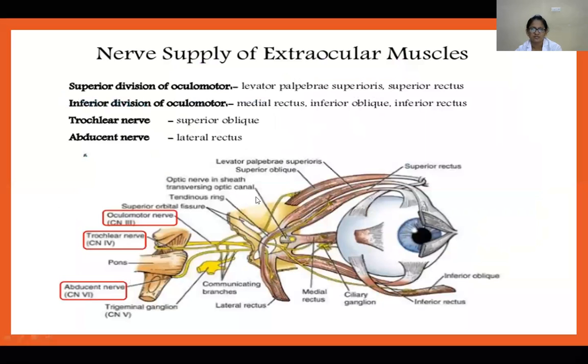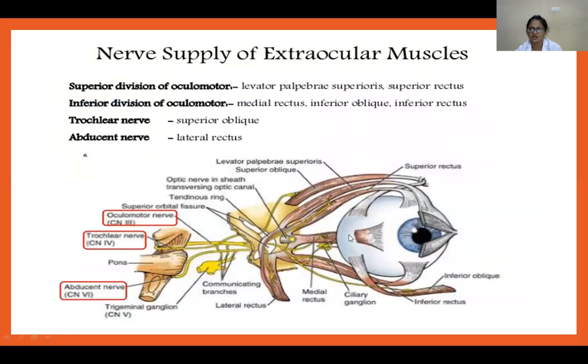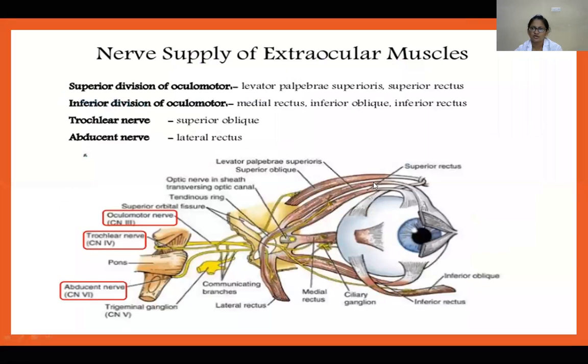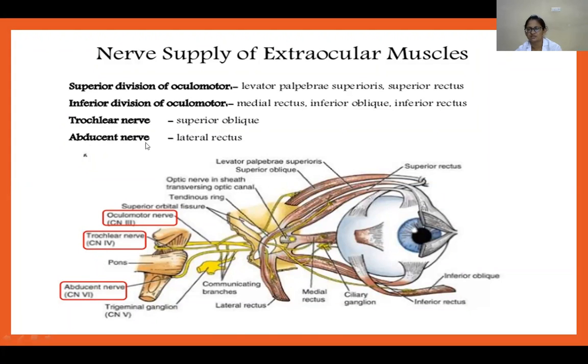Okay. Next, coming to the nerve supply. What is the nerve supply? All the muscles of the eyeball are supplied by the oculomotor nerve, except the superior oblique and lateral rectus. The superior oblique muscle is supplied by the trochlear nerve, which is the fourth cranial nerve, whereas the lateral rectus is supplied by the abducent nerve, which is the sixth cranial nerve. This is the nerve supply of the extraocular muscles.